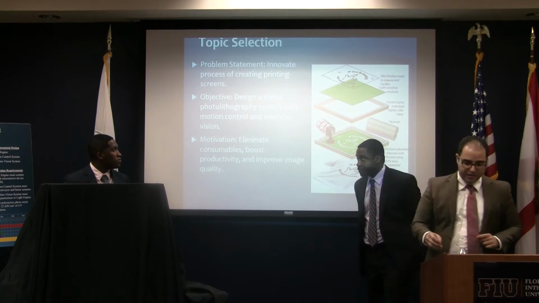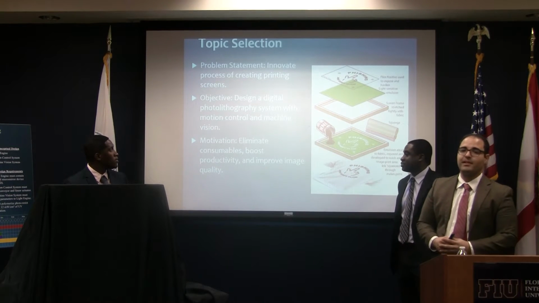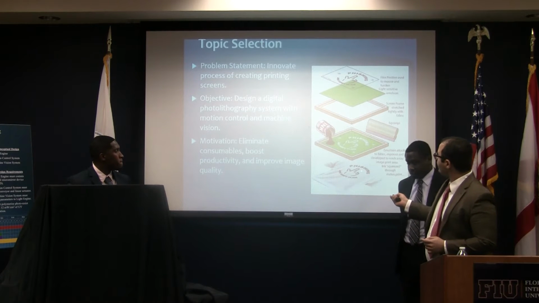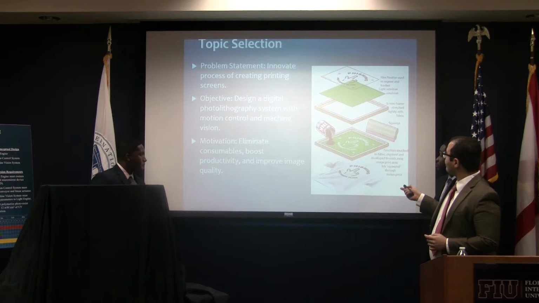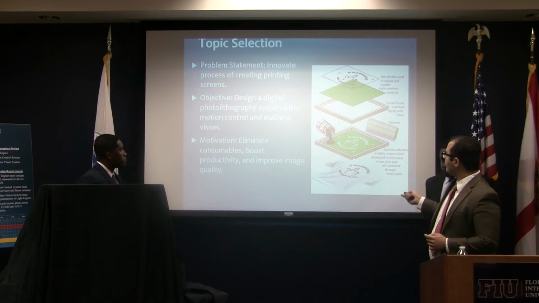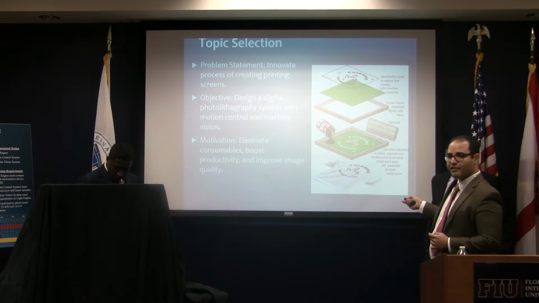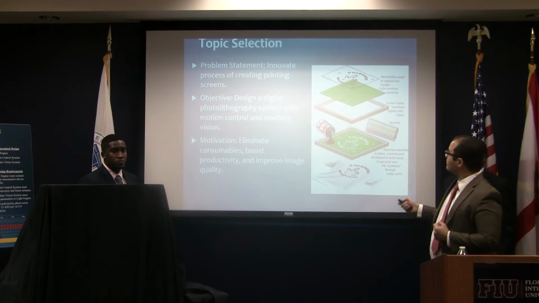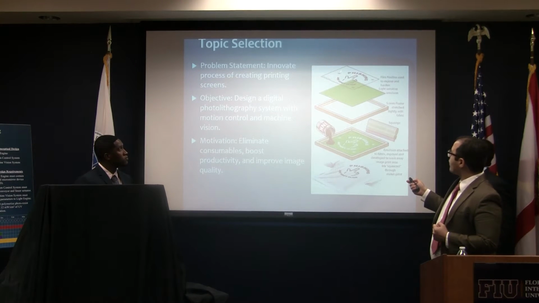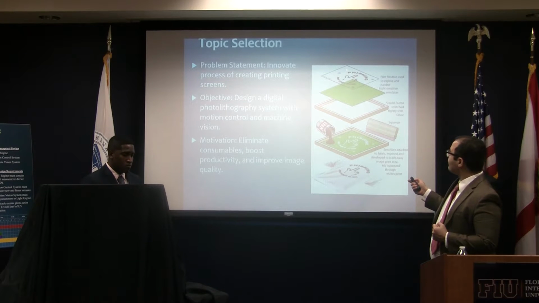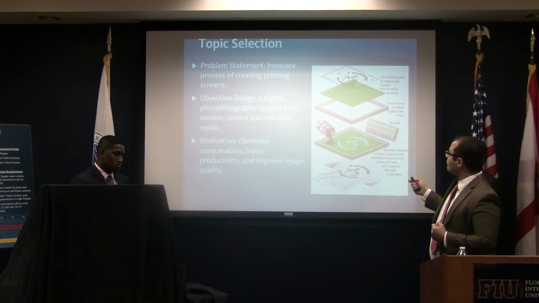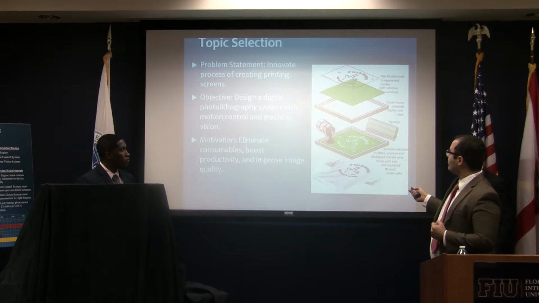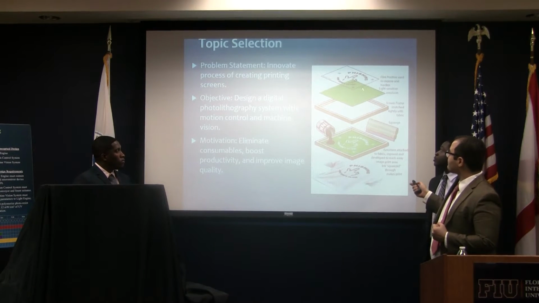So here's our topic selection. Our problem statement is to innovate the process of creating screen printing frames. As you can see pictured here on the right, these are the different components of screen printing frames, which is a manufacturing process of transferring images with ink onto products. What we want to do is eliminate the requirement to print polyester film and print an image directly onto the film, which is required to transfer the image onto the screen.